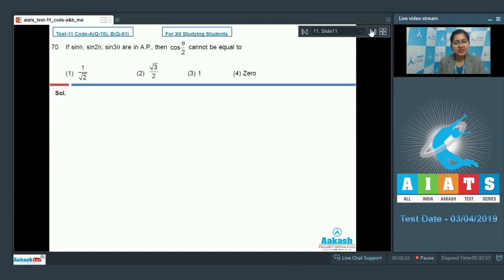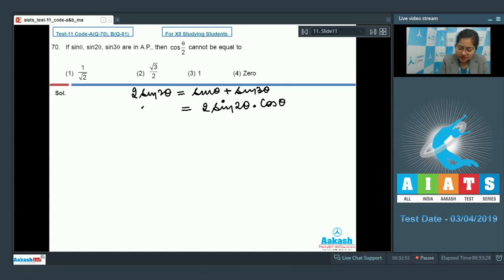Next is question number 70, which says that if sin theta, sin 2 theta, sin 3 theta are in AP, then cos theta by 2 cannot be equal to. Now we know that for 3 numbers to be in AP, 2 times sin 2 theta will be equal to sin theta plus sin 3 theta. Now this is equal to, using sin C plus sin D is equal to 2 into sin of (C plus D) by 2 into cos of (C minus D) by 2, that is, sin 2 theta into cos theta.